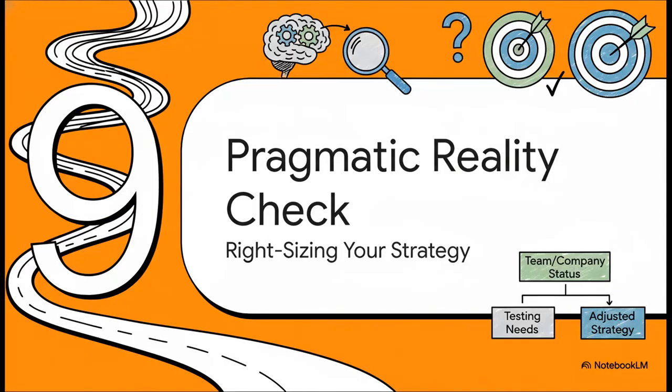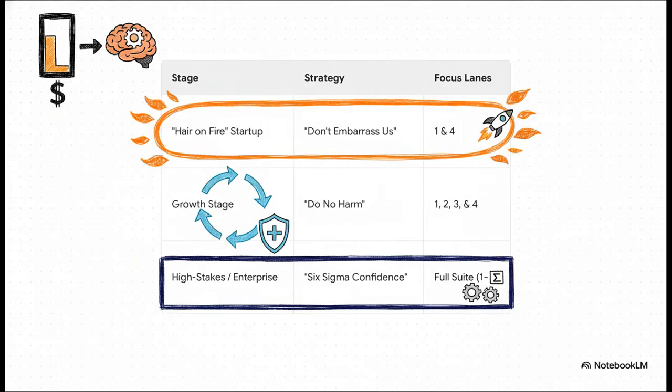Okay, I know what you might be thinking. Looking at all 6 of these lanes can feel pretty overwhelming. But listen, the goal is not to be perfect from day one. The key is to be pragmatic and to right-size your testing strategy for where you are right now as a team or a company. This framework lays it out beautifully.